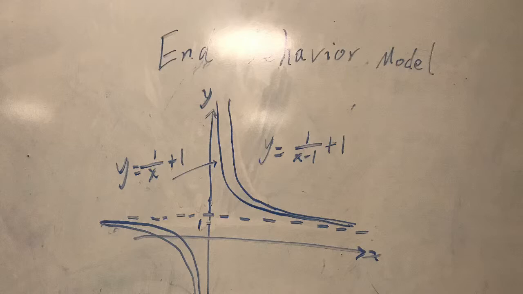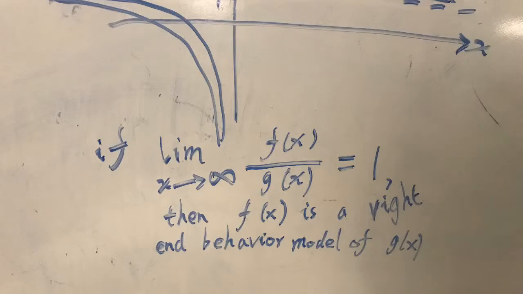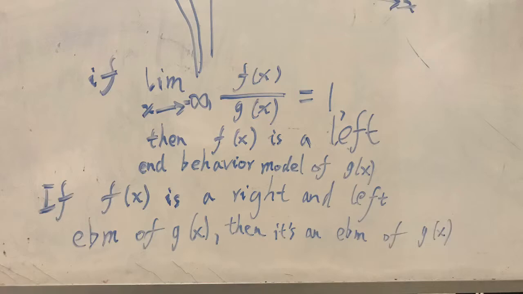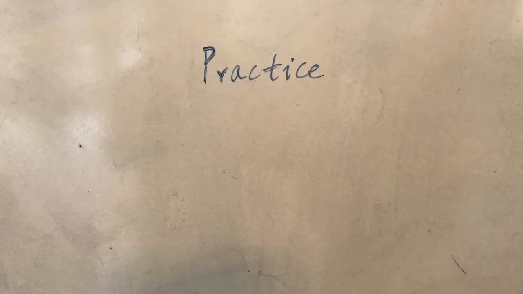The end behavior model is a model function used to describe a function's behavior near the end more conveniently. From the graph, we can see that the two functions have the same limit as x approaches positive or negative infinity. As the definition suggests, if the two functions' limit is the same as x approaches positive infinity, then they are right end behavior models of each other. The opposite goes for left end behavior models. And if the two functions have the same limits on both sides, then they are end behavior models of each other. Now that we have learned so much about the limits, let's have a practice question.